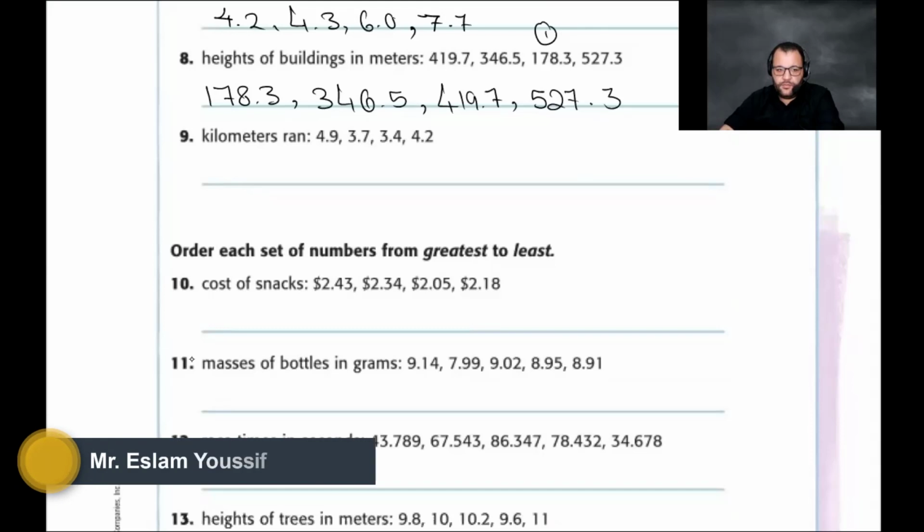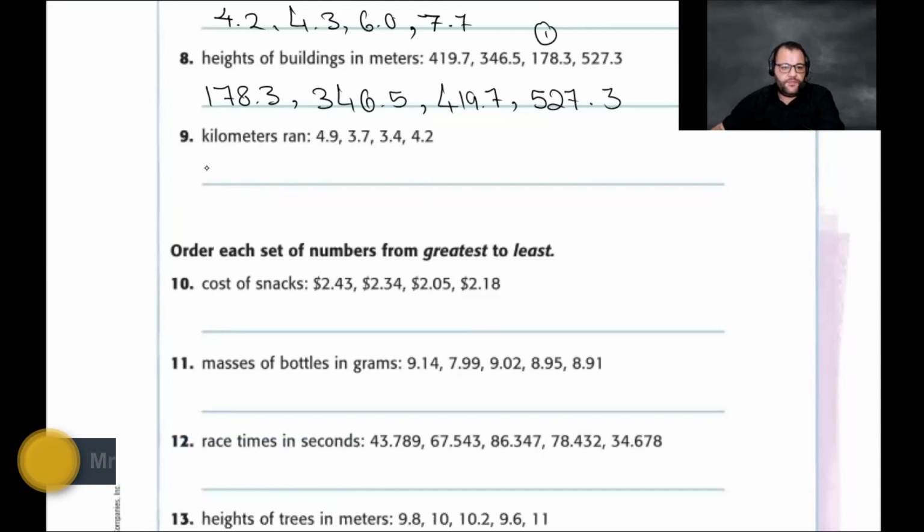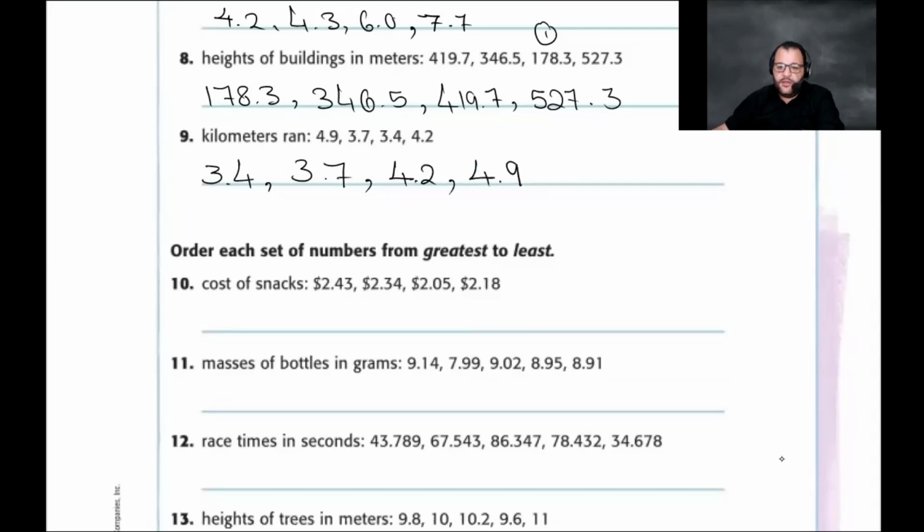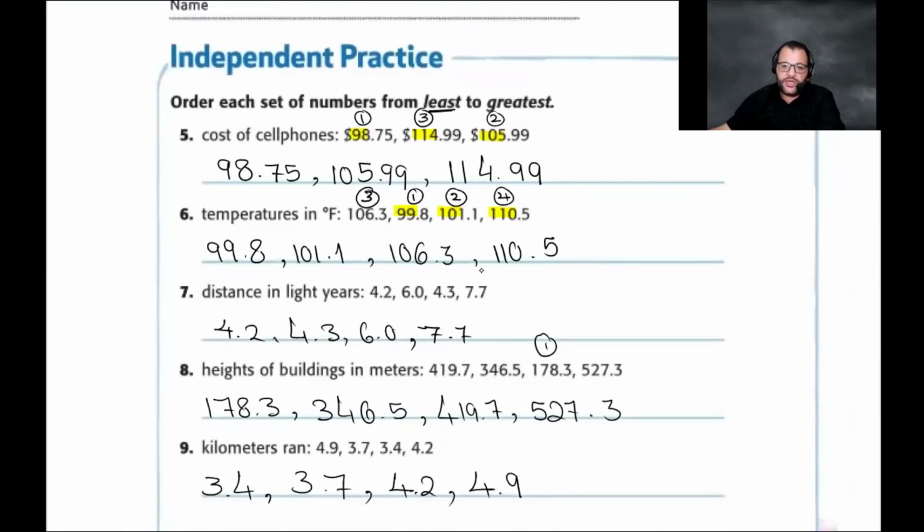The first one is 3.4, yes, and then 3.7, yes, and then 4.2, yes, and then 4.9. Perfect. Thanks. Is there any problem for arranging, for ordering from the least to the greatest?